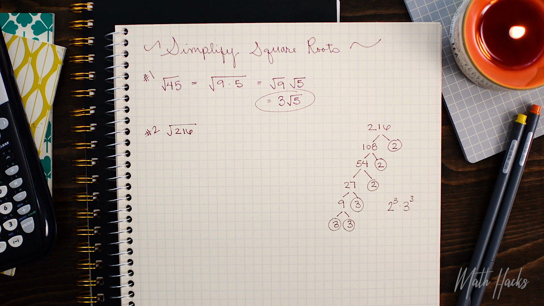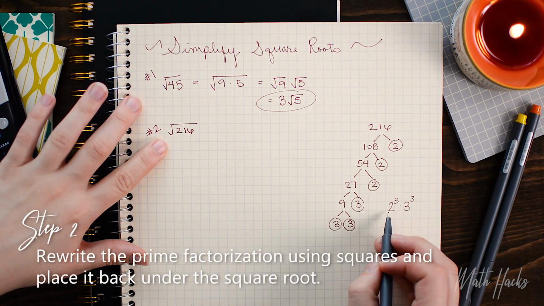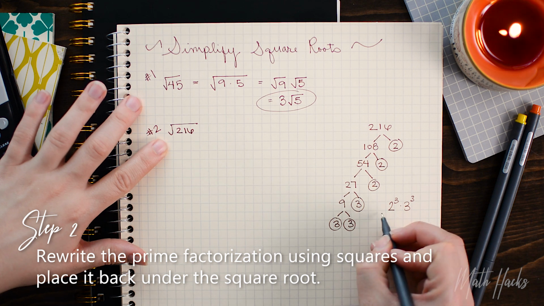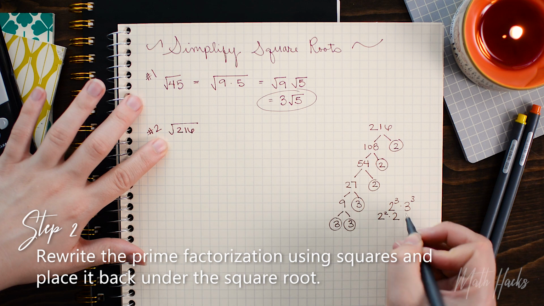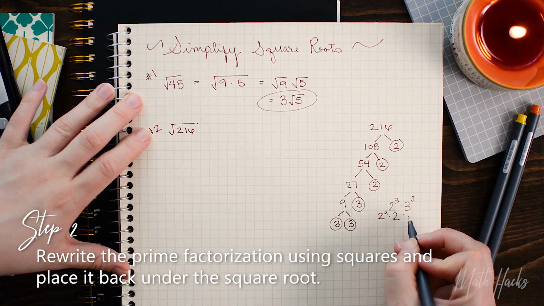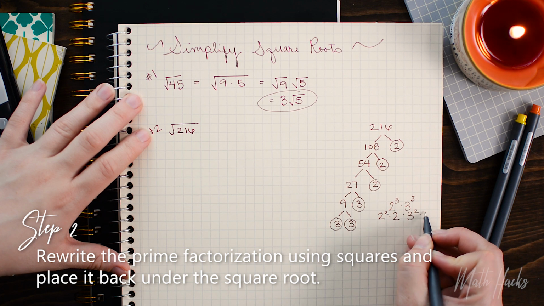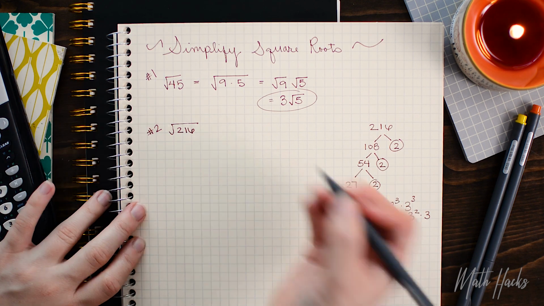One little trick you can do here is because we are looking for the square root, instead of writing it as 2 cubed, I'm going to write it as 2 squared times 2 to the first, but I don't have to write the 1. And I'm going to do the same thing with 3. I'm going to write it as 3 squared times 3. Now that looks a little bit funny, but it's actually going to make it really easy when we go back over to the square roots.